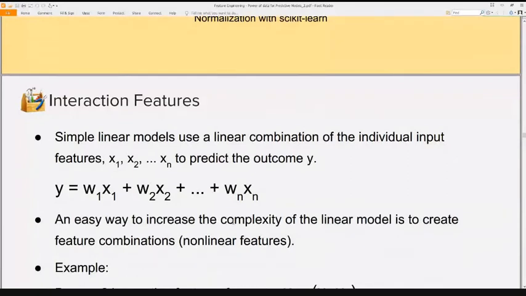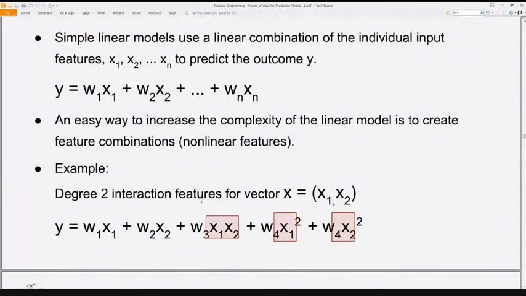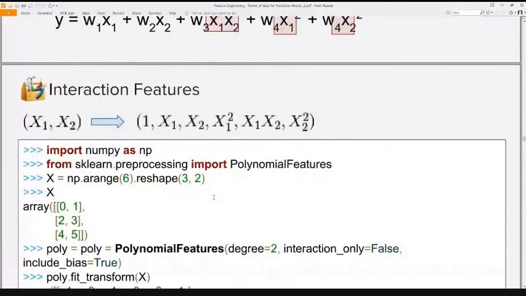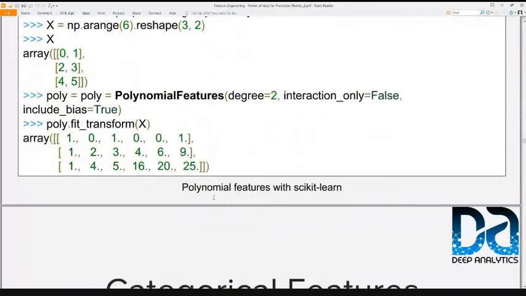So we have interaction features. Simple linear models use a linear combination of the individual inputs to predict the outcome Y. An easy way to increase the complexity of the linear model is to create feature combinations, nonlinear features. The degree of interaction of features, polynomial features.